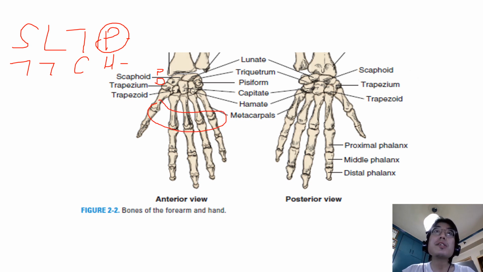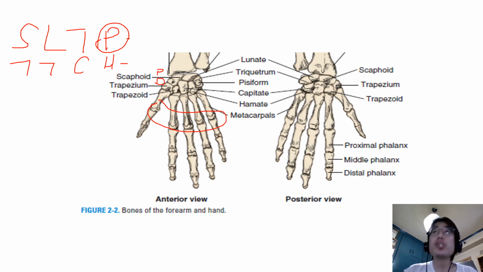The phalanges are miniature long bones also, which likewise have a base, a shaft, and a head. The heads of the proximal and the middle phalanges also form the knuckles. We have three kinds of phalanges. We have the proximal phalanges, the middle phalanges, and finally the tips of our fingers, the distal phalanges.